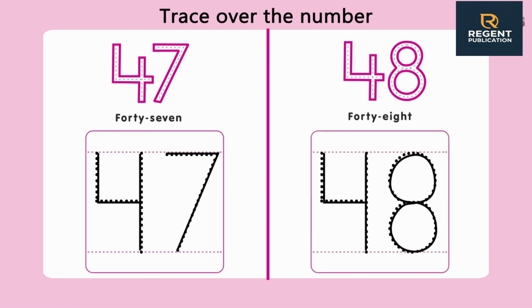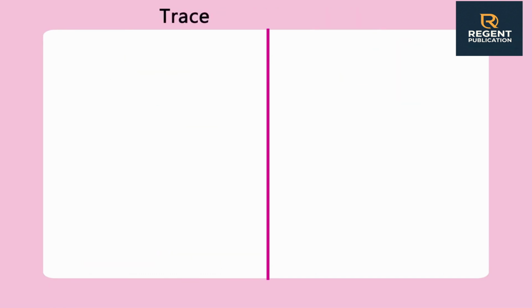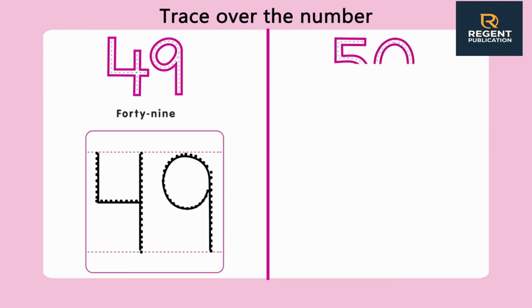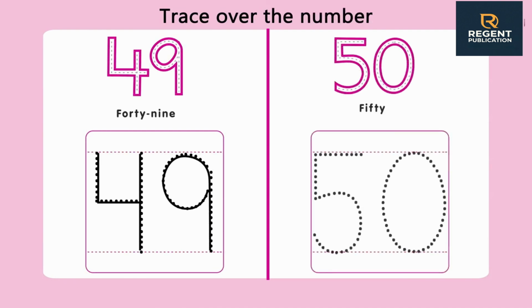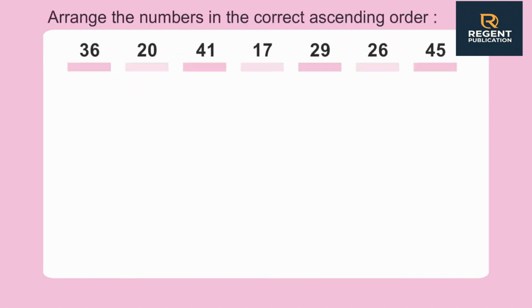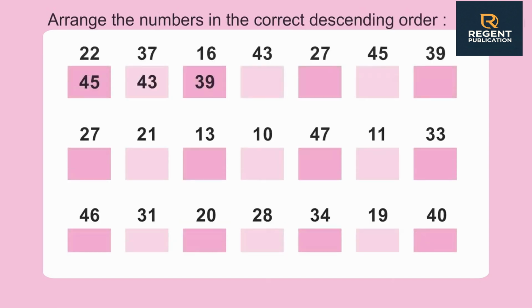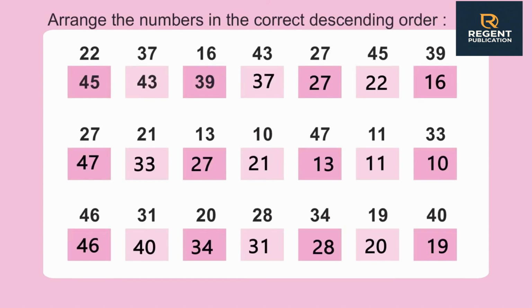Trace over the number 48. Trace over the number 49. Trace over the number 50. Arrange the numbers in the correct ascending order. Arrange the numbers in the correct descending order.